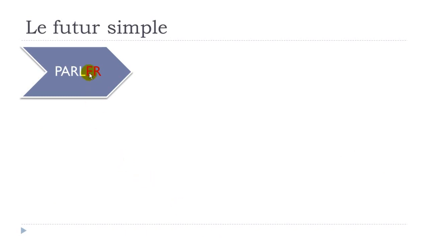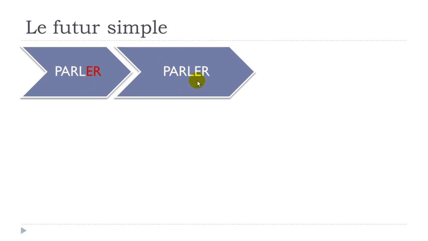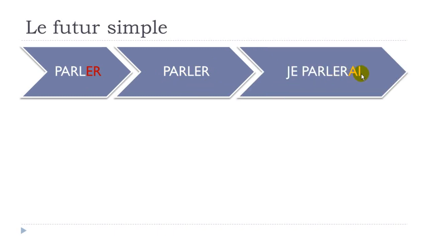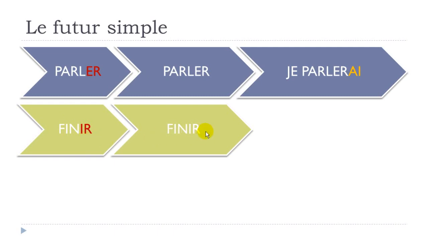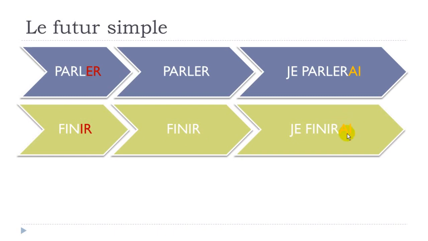The first group ends with er. Remember, parler, to talk, to speak. For this group you don't change anything, you just keep the basic form, the infinitive form, and then put an ending at the end: a-i for je. So you don't touch the infinitive, you just add this ending. Second group of verbs, finir, to finish, to end. The good news is that it behaves the same way as the first group. You keep your infinitive form and put the ending ai here as well. So you get je parlerai and je finirai. It's not that difficult for these first two groups.